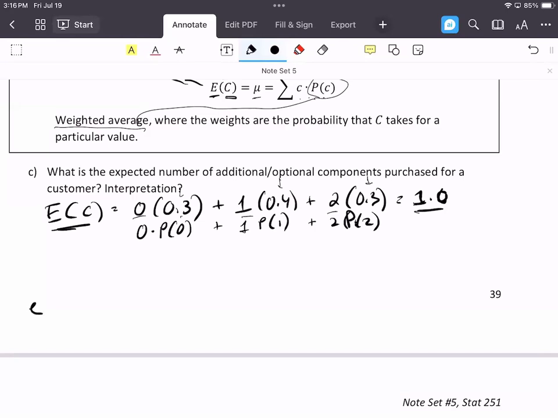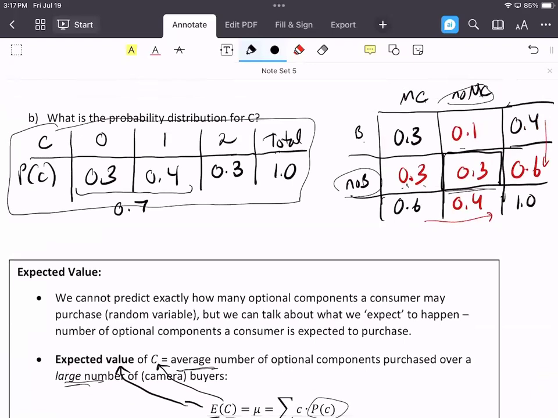So this is an aside, an example. What if we had 10,000 customers or consumers? How many of those additional components would we expect to sell? And hopefully you think, well, I expect to sell 1 per customer times 10,000, and that gives me 10,000. Does this mean that it will happen? Absolutely not. There is no guarantee of this at all. This is just what we expect to happen over the long run. And this is assuming that the probabilities we're using actually reflect what we've seen historically.